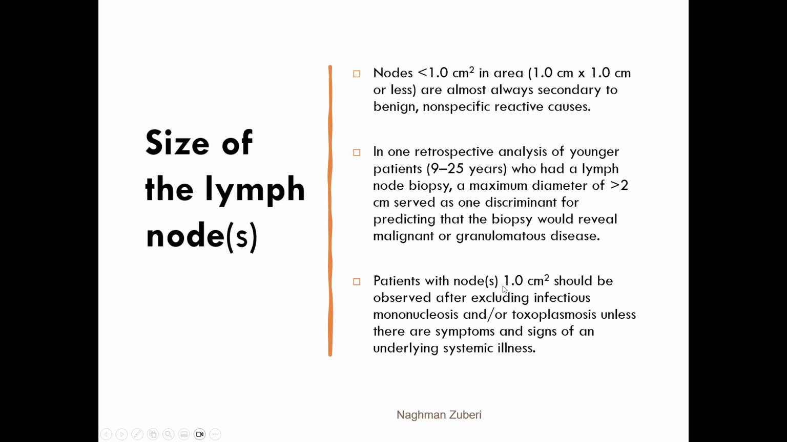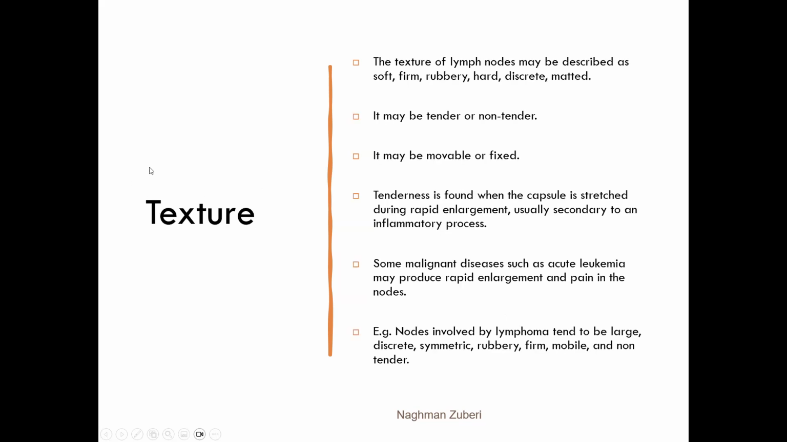Patients with nodes that are less than 1 centimeter square should be observed after excluding infectious mononucleosis and/or toxoplasmosis, unless there are symptoms and signs of an underlying systemic illness. Texture of the lymph nodes is also important.